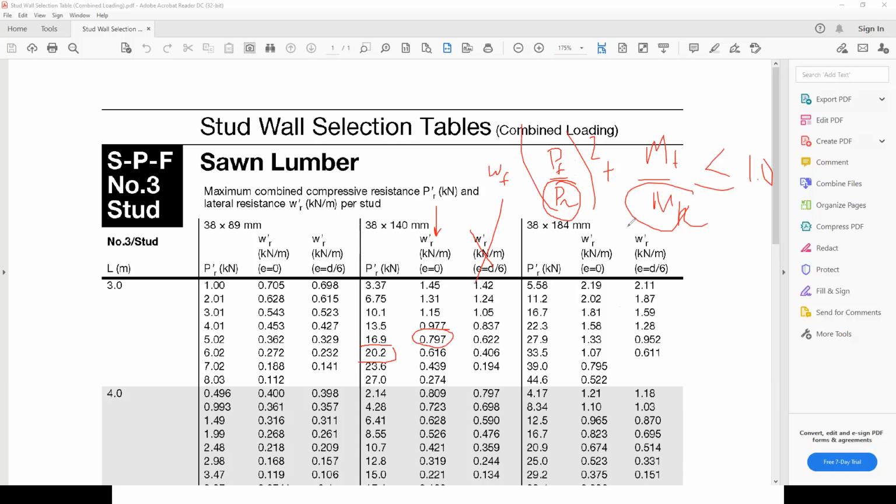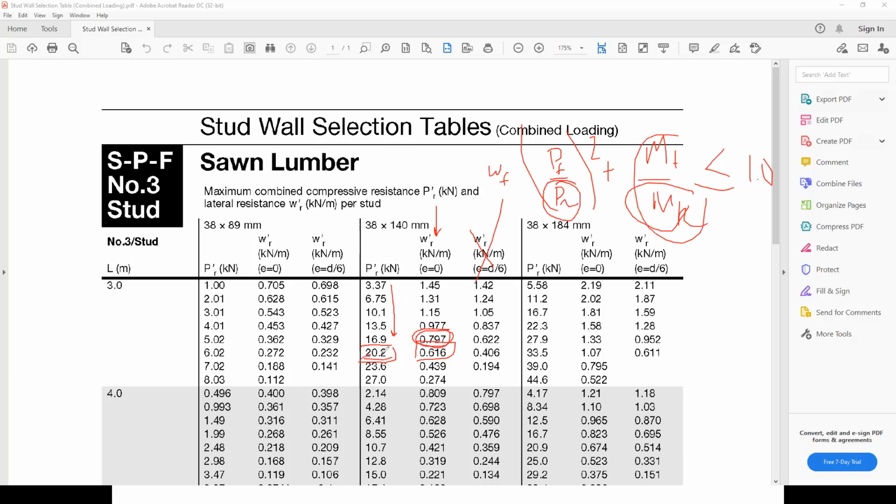So for example, if I can take 20.2, as long as this WR is greater than my WF, I'm still okay. You follow what I'm saying? So for example, if you tell me that, what I do is I tend to look for the PR that is slightly equal to PF, so I can have the maximum WR for this side of the equation.